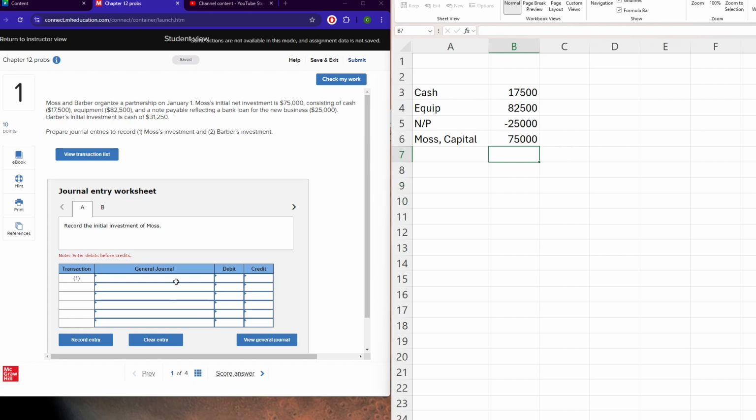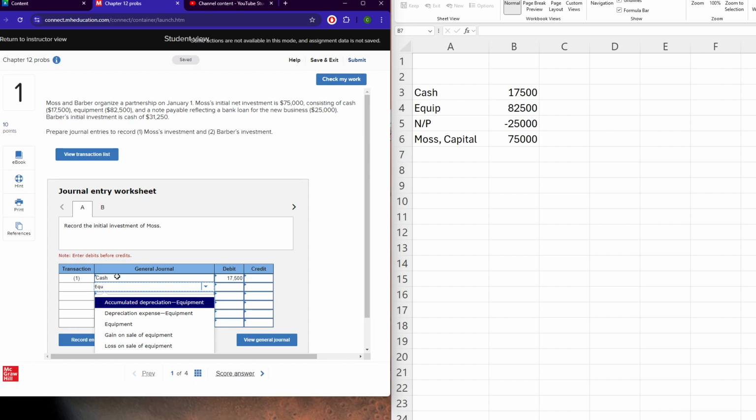So let's type this in as a journal entry. In this case, we're going to have 2 debits. We're going to have cash increasing by $17,500. We're going to have equipment increasing by $82,500. We also have to increase that notes payable, but that's going to be a credit, right? It's a liability, so it needs to be a credit. And then last but not least, we're going to have Moss's capital account. That'll be the 75. So that should be the journal entry there for investment partner Moss.